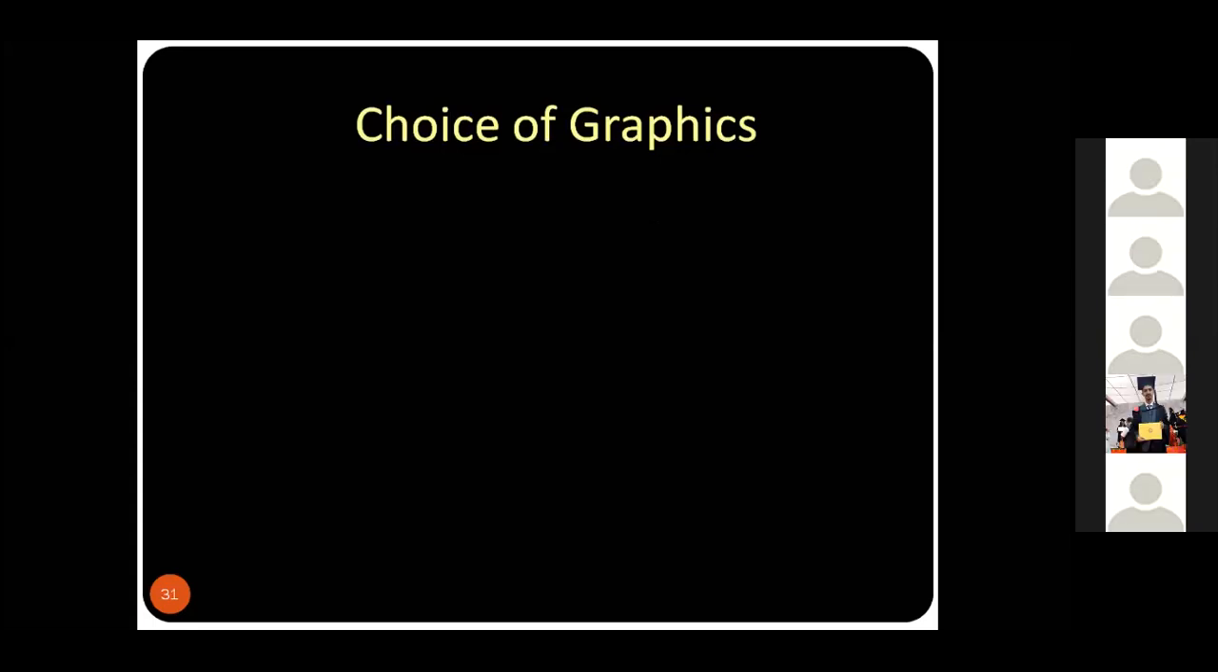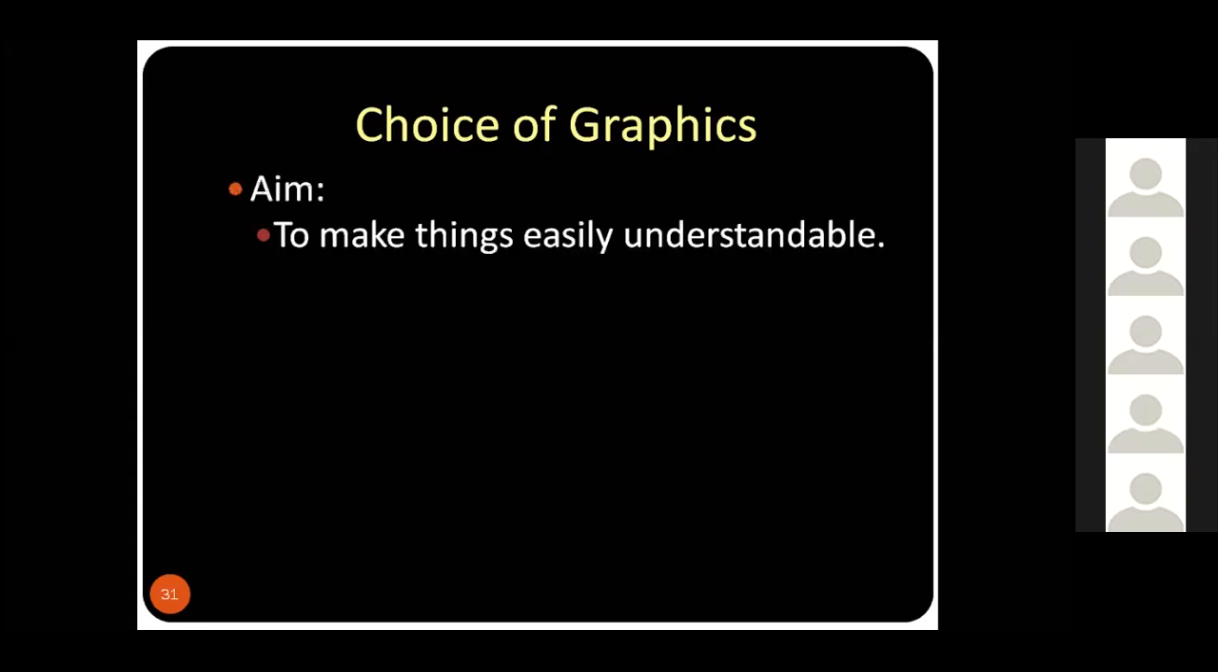Now is the choice of the graphics. As far as possible, graphics are more easily understandable compared to text. If you have to say something in the text that takes 5 minutes, if you show them a picture or a video, it could be understood in 1 minute. So if you have an opportunity to say it with a picture or video, always use them instead of your text.